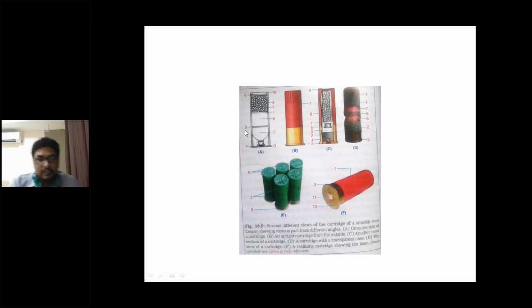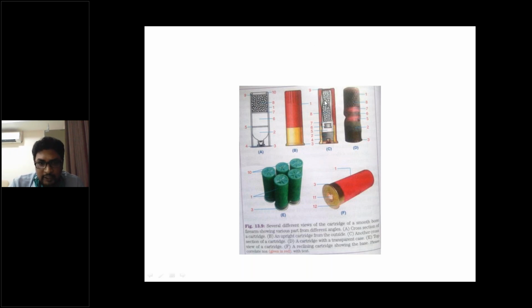Here you can see number 5 in diagram A is a cardboard, and number 7 is also a cardboard, so it is differentiating. Number 6 is the wad. We will see what the functions of the wad are, and what it does in the case of a smoothbore firearm.